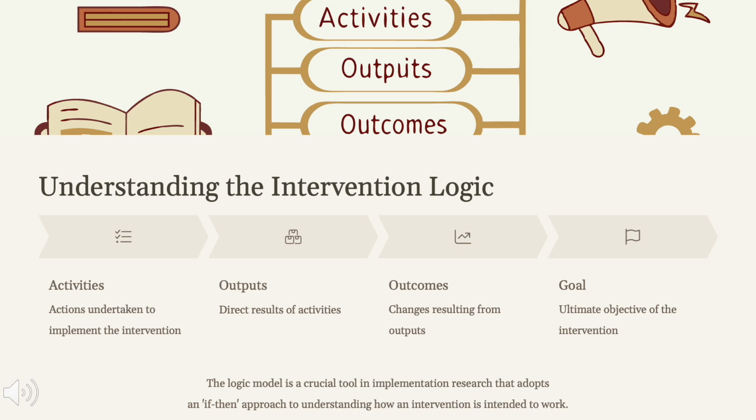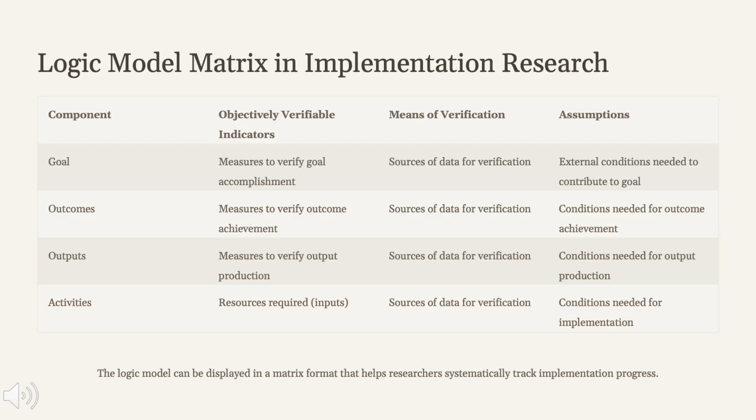This model helps researchers identify assumptions at each step and monitor whether implementation is progressing as intended. By mapping the intervention logic, researchers can better track changes in implementation, identify where breakdowns occur, and make necessary adaptations to improve effectiveness. A logic model matrix clearly outlines objectively verifiable indicators, means of verification, and critical assumptions at each stage: goal, outcomes, outputs, and activities.